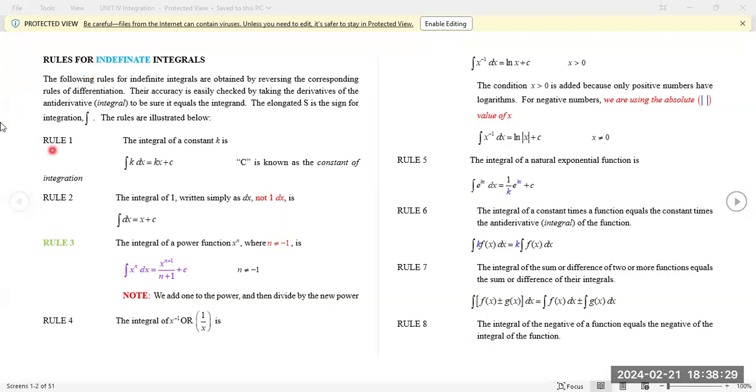All right? And then jumping down to 4. The integral of x to the minus 1, or 1 over x, is going to be the ln function. We looked at the natural logarithm function ln x. When we differentiate ln x, what do we get?